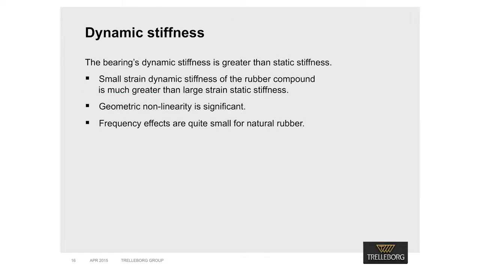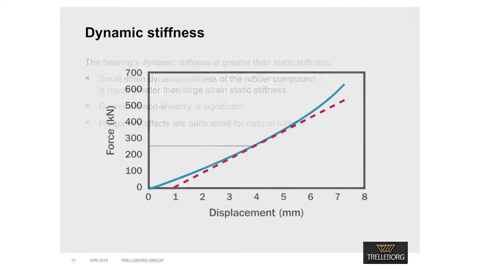The bearing's dynamic stiffness, which is used in calculating the natural frequency, is greater than its static stiffness. The small strain dynamic stiffness of the rubber compound is much greater than the large strain static stiffness. Non-linearity arising purely from a bearing's geometry is significant, though much of the stiffening typically seen in a static force deflection plot arises from the lead-in associated with the slight misalignment of the bearing faces. For natural rubber, the effects of frequency are quite small. The ratio between dynamic and static stiffness is termed the dynamic to static ratio.